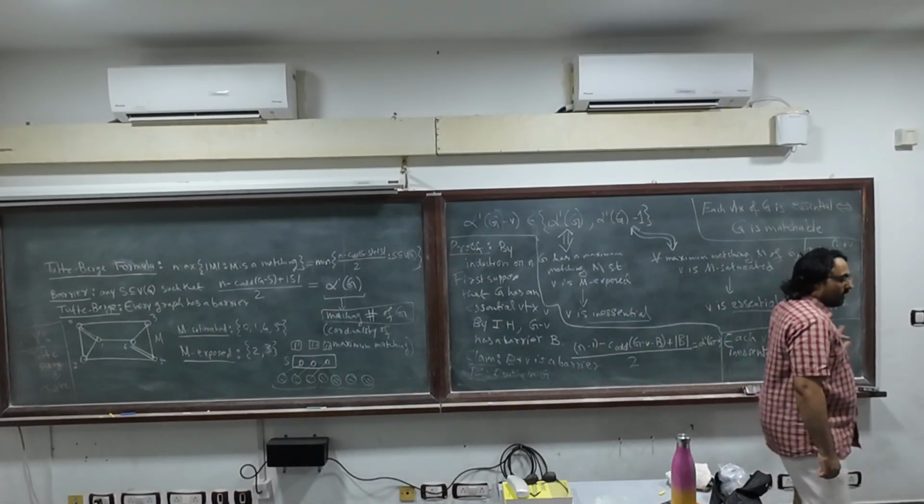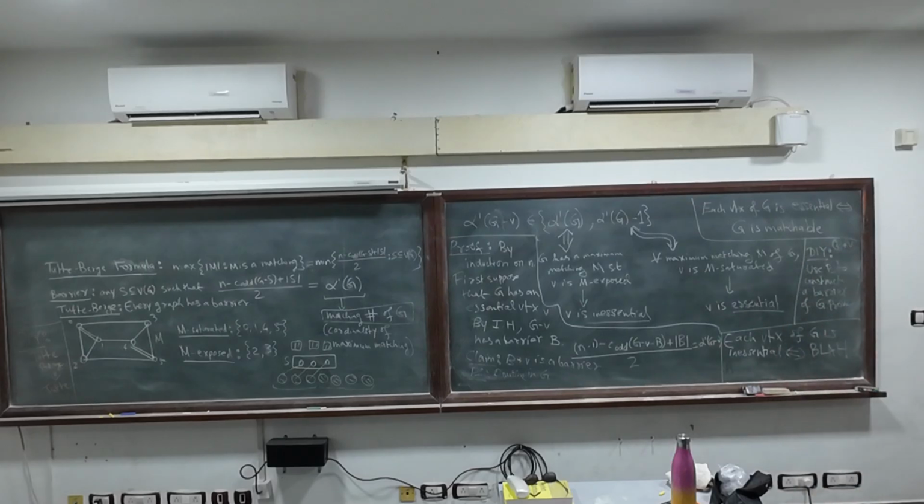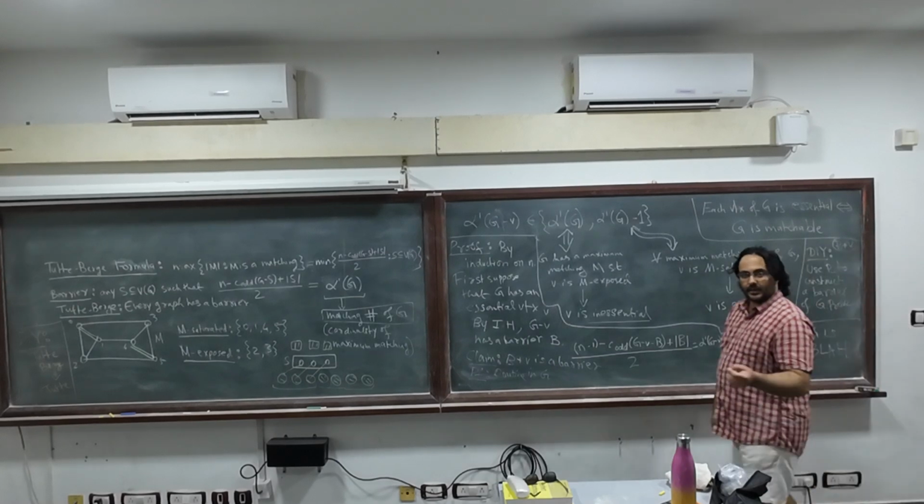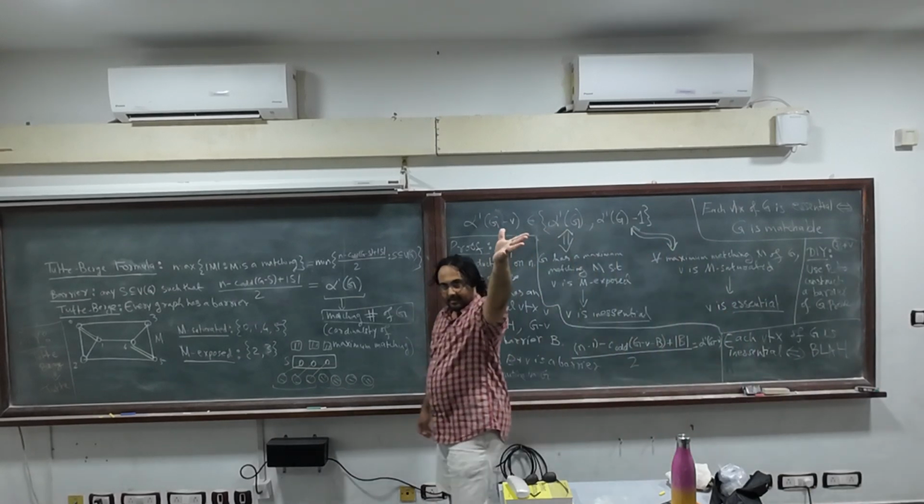What remains is when every vertex is inessential. What we will do is try to actually understand what these graphs are. What are the graphs in which every vertex is inessential? Once we have a good enough understanding of these, we will just see that these have a barrier. We are done.